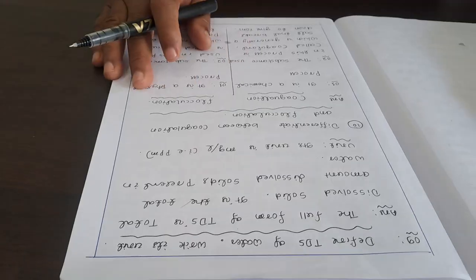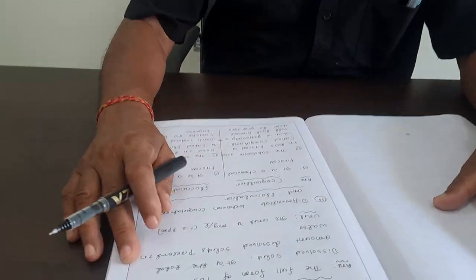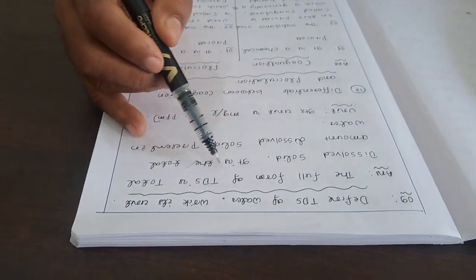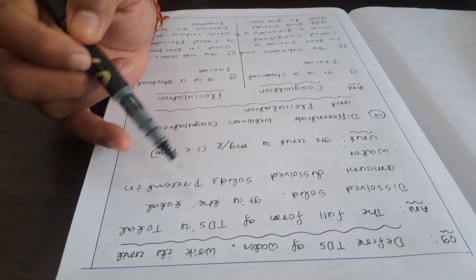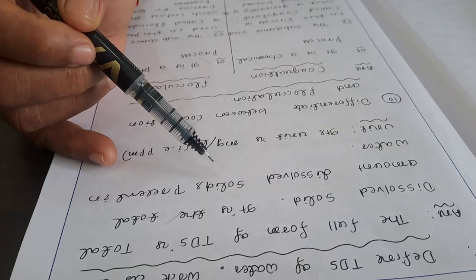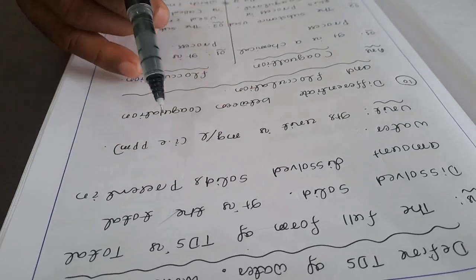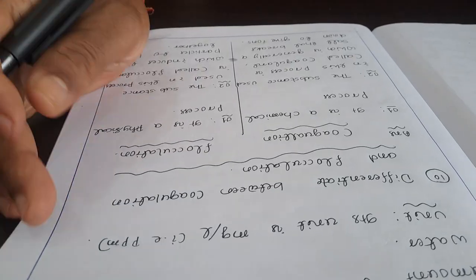Another question. Define TDS of water. Write its unit. Actually, the full form of TDS is total dissolved solids. It is the total amount of dissolved salts present in water. Its unit is milligram per liter, that is ppm.